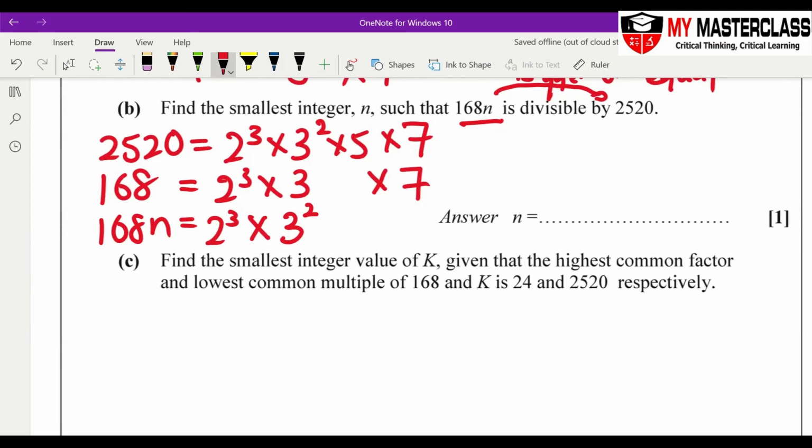2520 has a 5, but this 168 has no 5. So 168n must have a 5. And this 7, the other one also already has, so times 7. Now let's look at these two, 168 versus 168n. What is n equal to? What is the difference between 168 and 168n? Did 2 change? No change. Did 3 change? Yes, there's one 3 down there. Did 5 change? Yes, there is a 5 down there. So times 5. So this is 15.